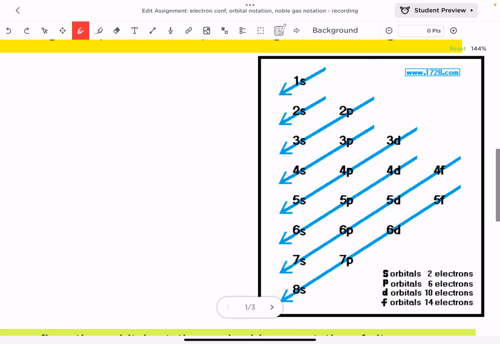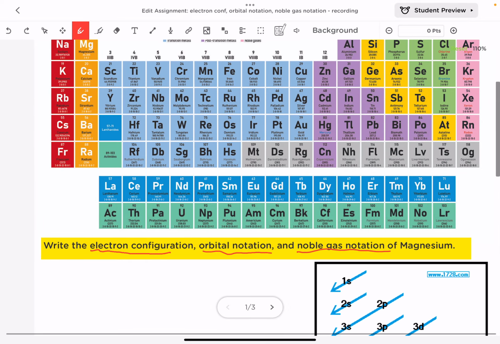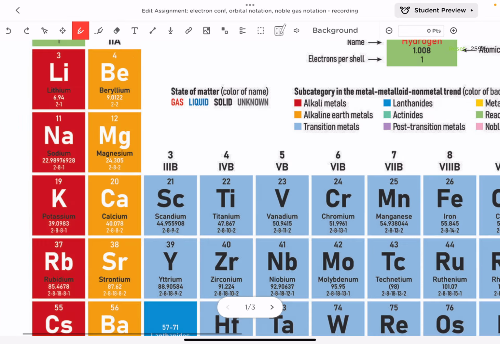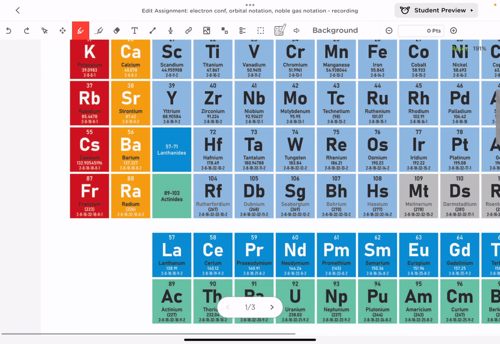the orbitals. Know that S can only take 2 electrons, P can take up to 6, D up to 10, and F up to 14. So let's take the first question. Write the electron configuration, the orbital notation, and the noble gas notation of magnesium. So we go to our periodic table and we look for magnesium. We see that magnesium has 12 electrons.